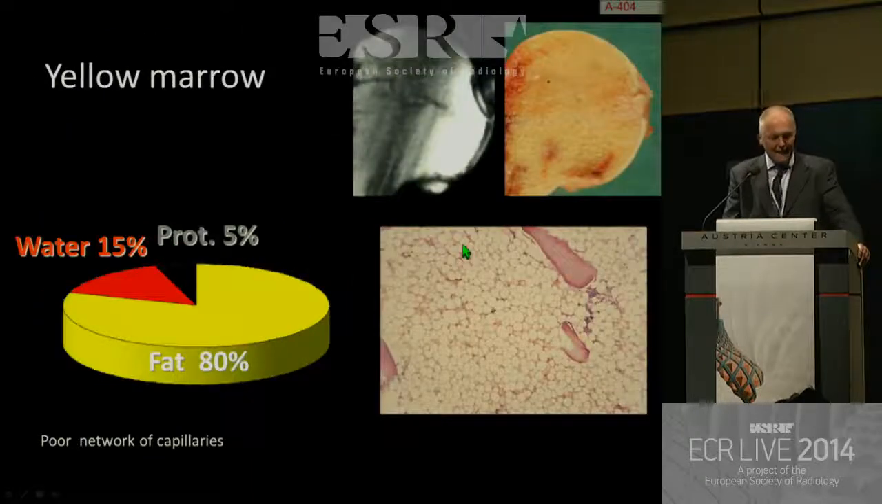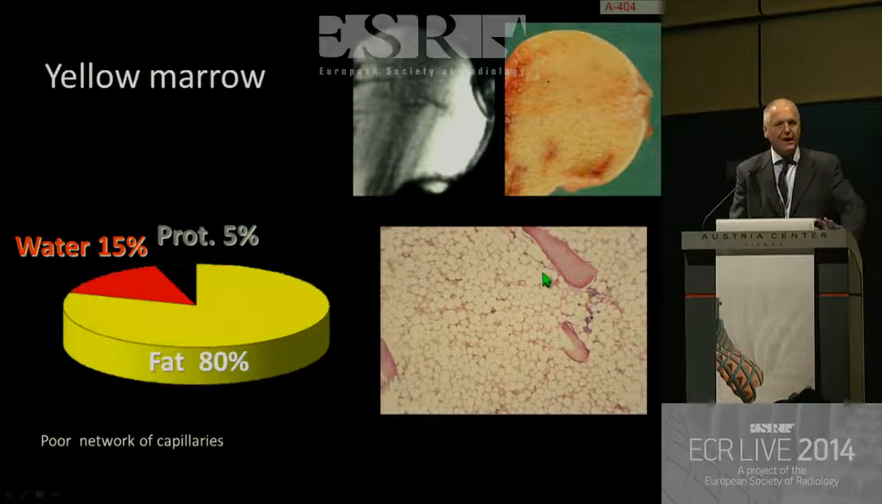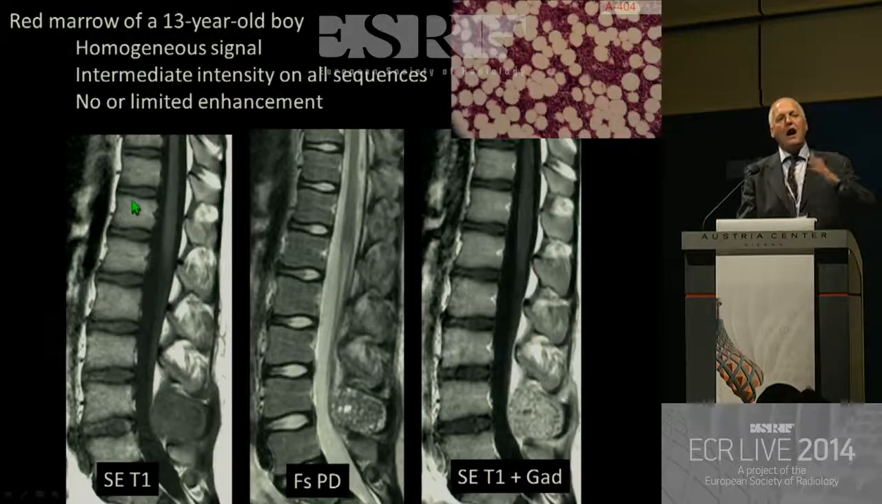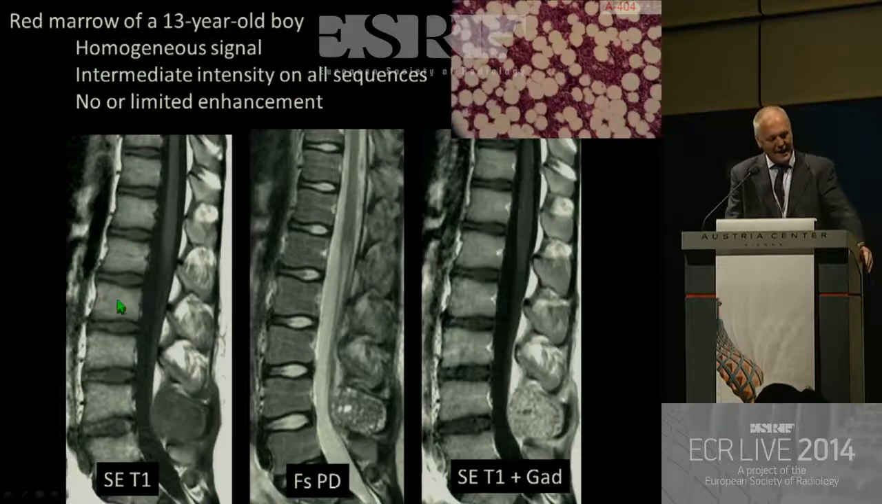If you look at yellow marrow, though, it's a totally different history, just adipocytes, that's it, nothing else, and a few capillaries. Now, if you look at the bone marrow on MR images, if you take T1 weighted images, the signal intensity of the red marrow is what we call intermediate. It's neither high nor very low. And as a rule, on T1 weighted images, the signal intensity of normal marrow should be higher than that of the adjacent intervertebral disc on T1.